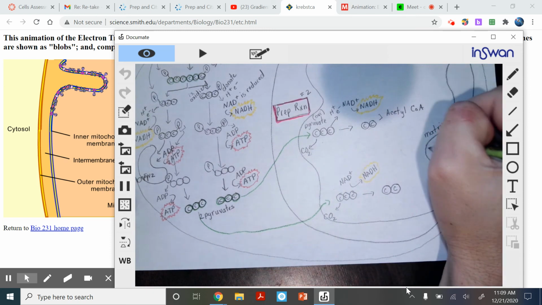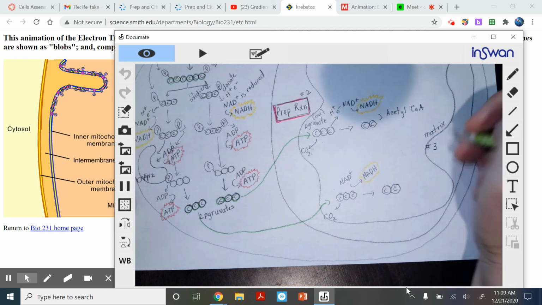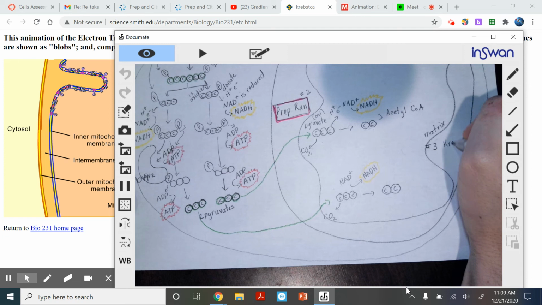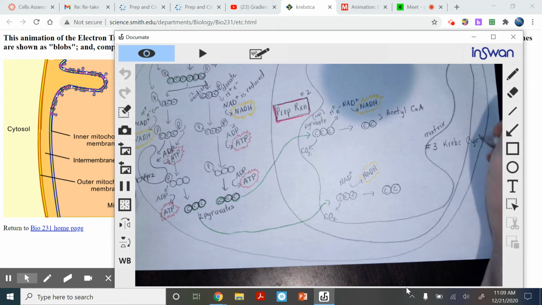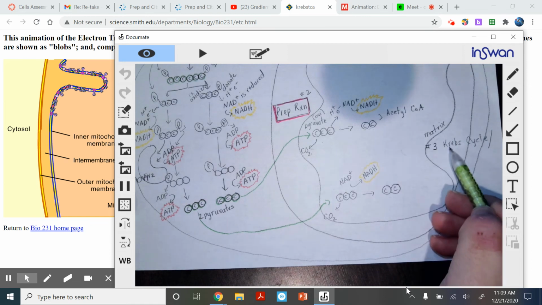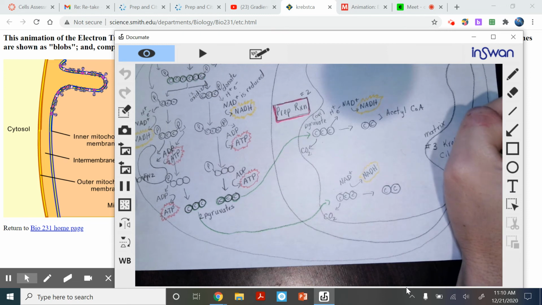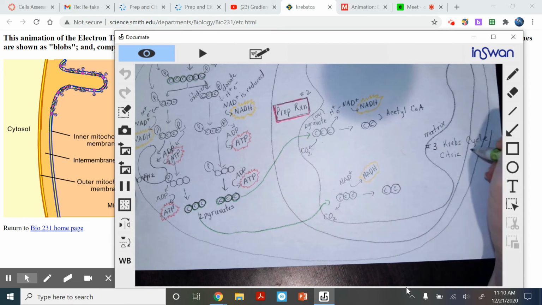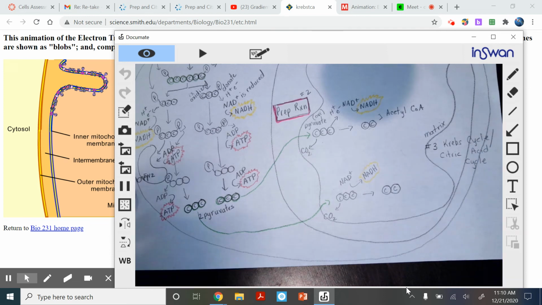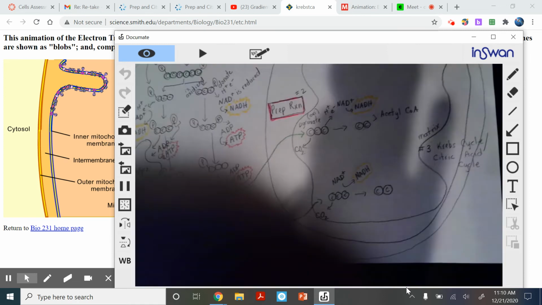So the next step we're going to look at, I'm going to go ahead and put it right here. Step number 3, I'm going to write it kind of out of the matrix. This is called the Krebs cycle. But of course, in science, we can give everything 2 to 3 names. So the guy who discovered it, his last name is Krebs. So it's named after him. But the more scientific name that you might see is called the citric acid cycle. So it can be referred to either.